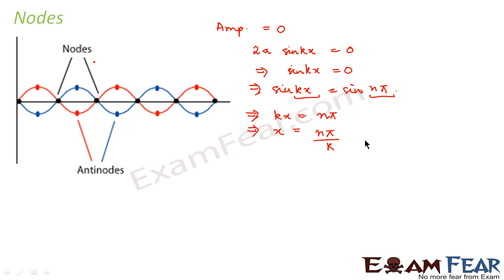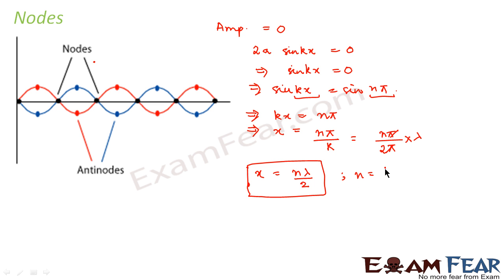Now from the definition of k, that is wave number, we know that k is nothing but 2 pi by lambda. So we can write it as 2 pi by lambda, and pi gets cancelled. So we get x is equal to n lambda by 2. This value of x represents the position of nodes in a standing wave. What is n here? n is nothing but any number starting from 1. So this x tells us about the position of nodes.